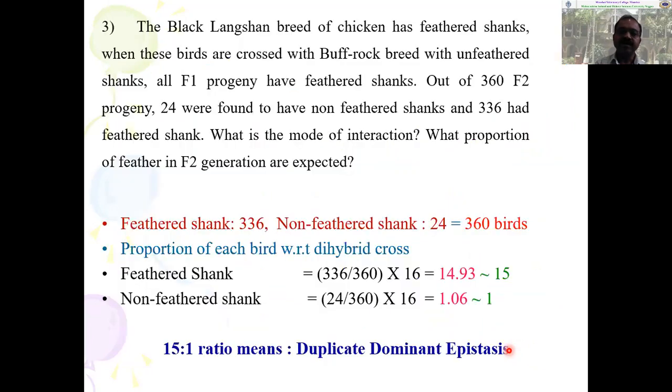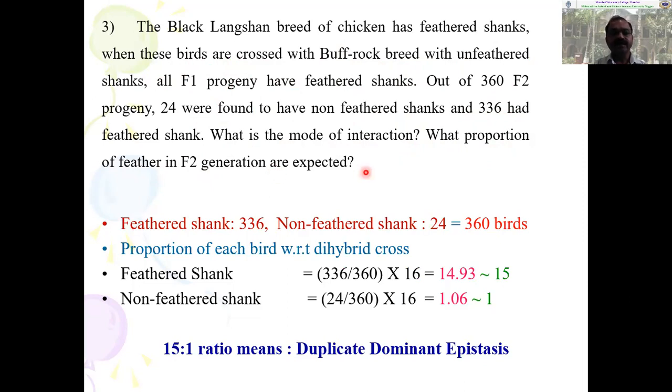Okay, now let's move to the third example. The black Langshan breed of chicken has feathered shanks. When these birds are crossed with the Buffalox breed with unfeathered shanks, all F1 progeny have feathered shanks. Out of 360 F2 progeny, 24 were found to have non-feathered shanks, while the remaining 336 had feathered shanks. What is the mode of interaction, and what proportion of the feathers in the F2 generation is expected?